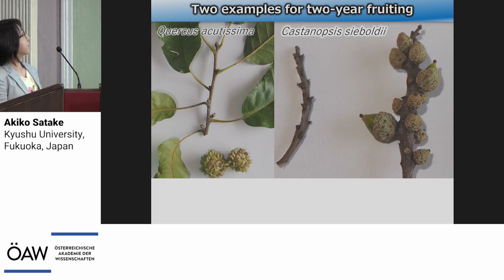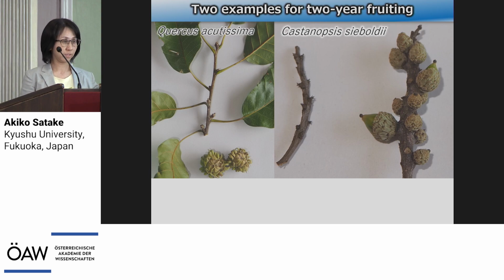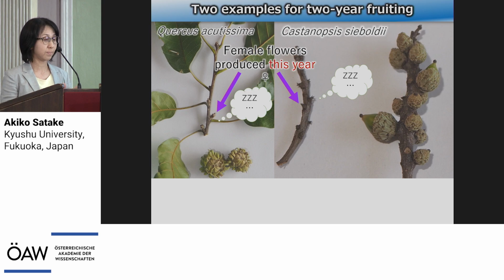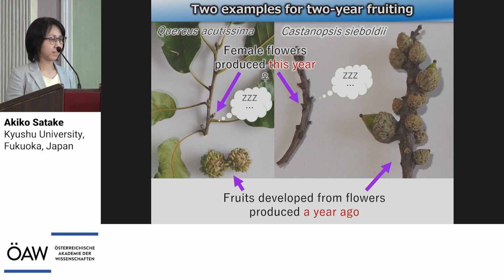So these are two examples. The left panel is Quercus acutissima, and the right panel is Castanopsis sieboldii. You can find very tiny female flowers that are produced this year, but you also find fruits developing from flowers produced a year ago. So flowers and fruits are present in the same tree at the same time. So this is a two-year fruiting species.